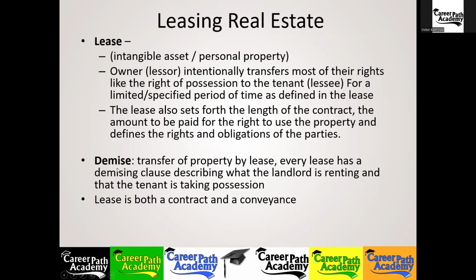Every lease has a demising clause in it. Demise is a transfer of property by lease. So every lease has a demising clause in it describing what exactly the landlord is renting and that the tenant is taking possession. So, in that regard, a lease is both a contract as well as a conveyance of the real property.